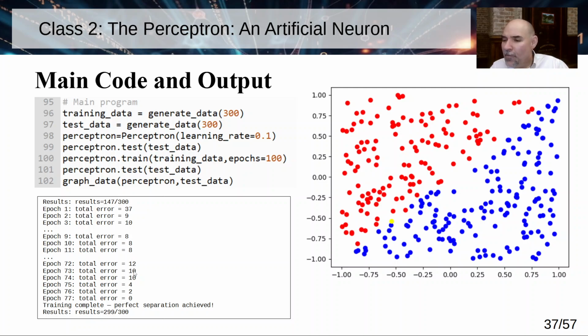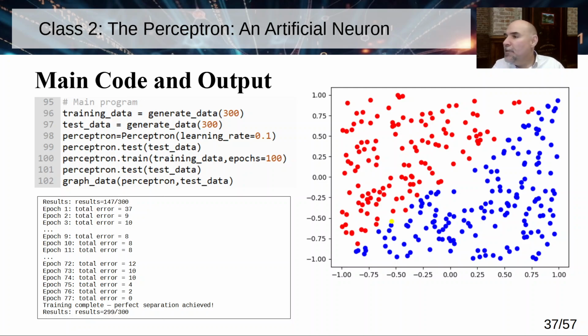And then it went up to 12 and then 10 and then down to 4 and 2. And then finally at epoch number 77, it got complete perfect separation on the training data. And then when I ran it on the test data, it got 299 out of 300 of them. And that's points that it had never even seen before. So it was definitely learning the pattern. It was learning where red points are and where blue points are, not by memorizing them individually, but it learned the general trend of it.